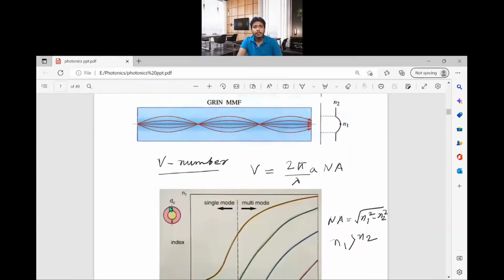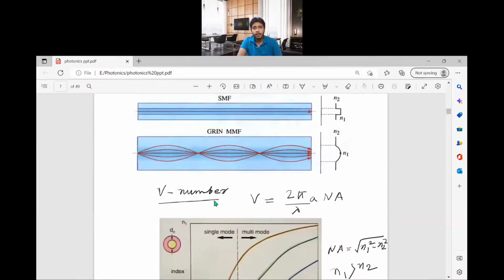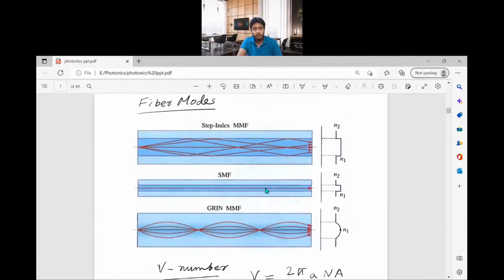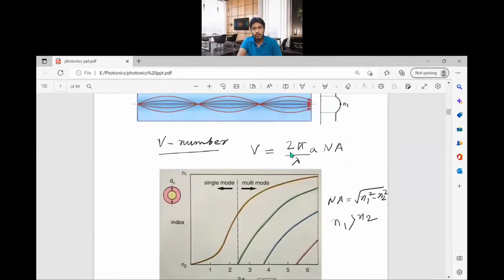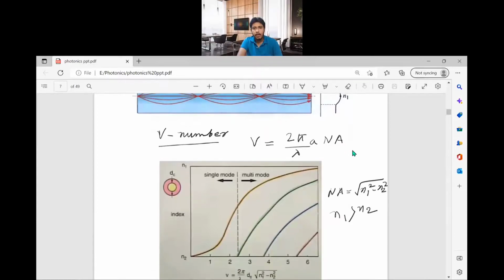Another important parameter is the V number. Depending upon the V number, you will get the different modes of the fiber. The V number is a measuring number. It is defined as 2 pi by lambda times a times NA.